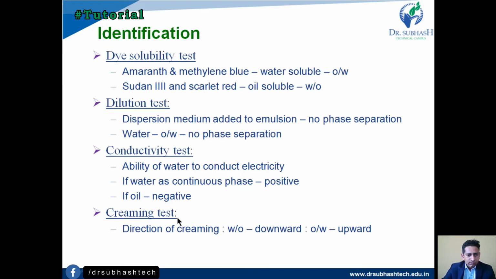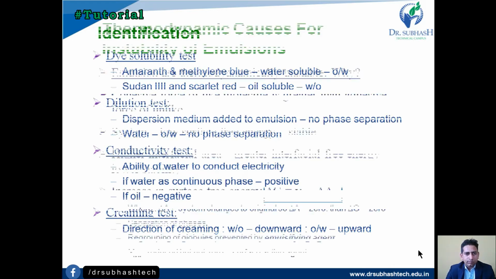The next one is the creaming test, the direction of creaming. Generally oil has a lower density compared to water. So in a water in oil emulsion, it gives downward creaming, whereas in an oil in water emulsion, the creaming will be upward. So on the basis of the direction of creaming, we can understand whether we have a water in oil or oil in water emulsion. So these are some of the identification tests for the emulsion.